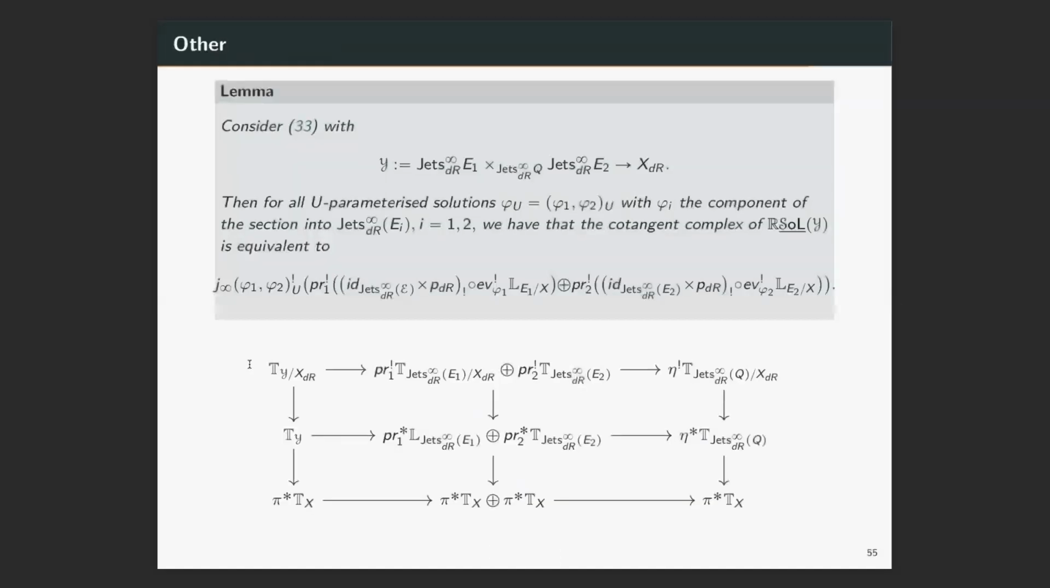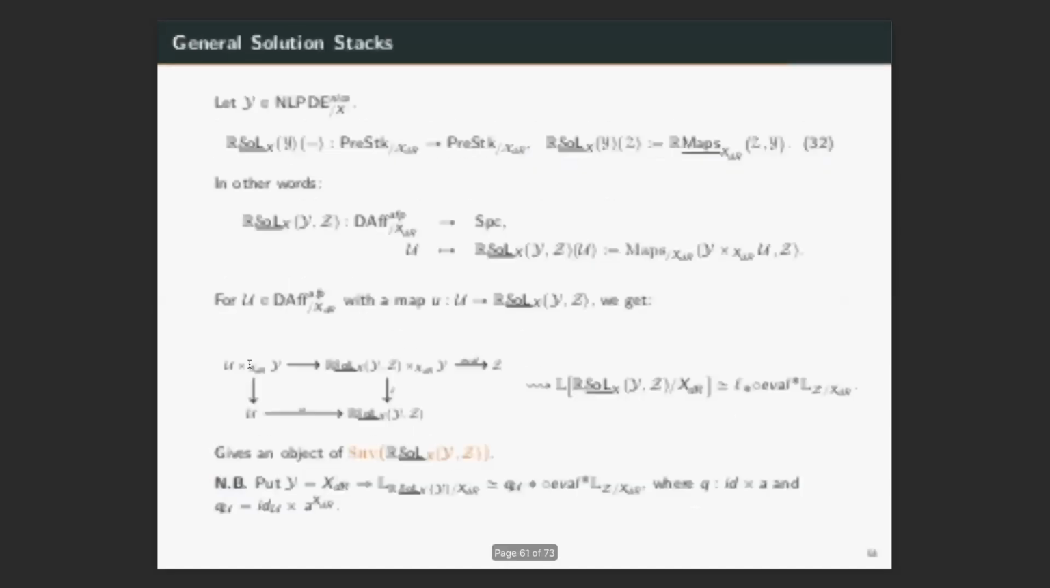Okay, so I feel like I should stop. I've gone a bit over, but yeah, this area is very new. We hope that you can use these by plugging in various higher stacks that we know model things in physics, and use these to study higher categorified sheaves of categories on these derived R-Sol spaces and these solution spaces, and use techniques from PDE theory to understand them.